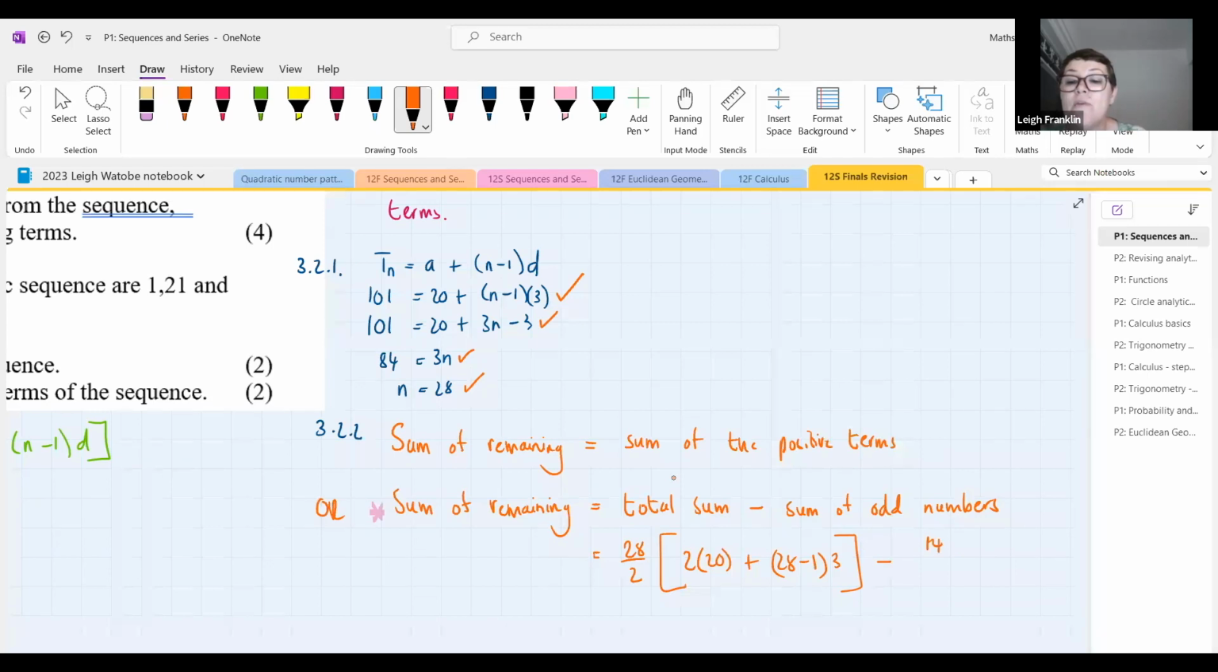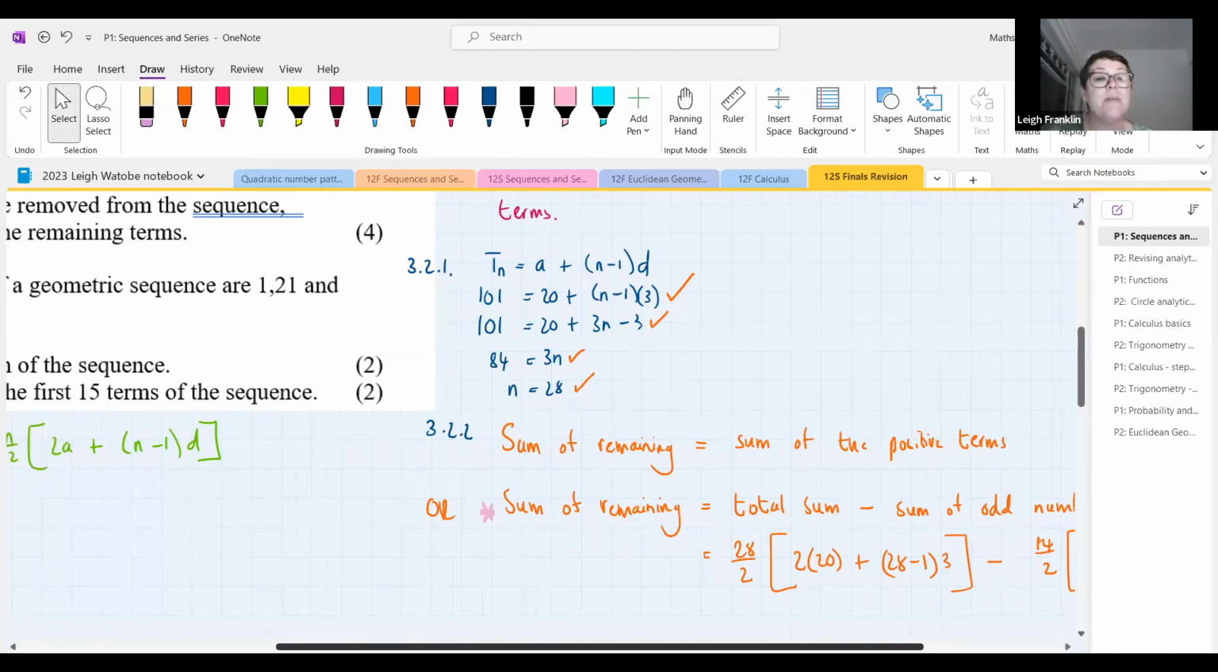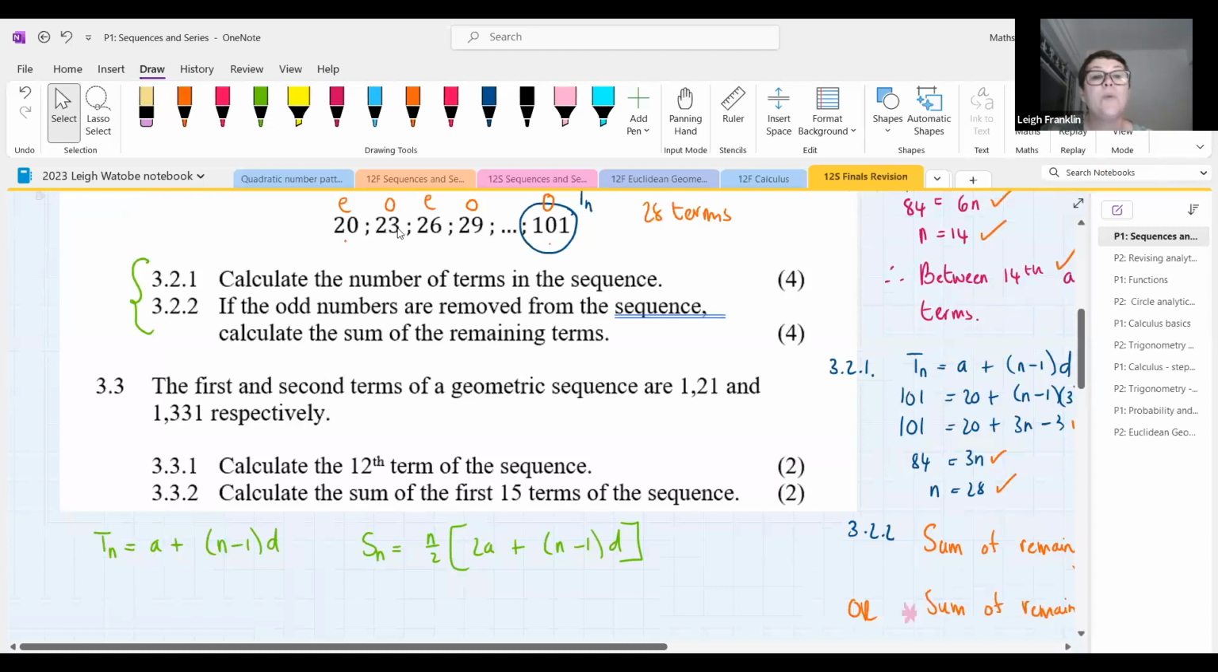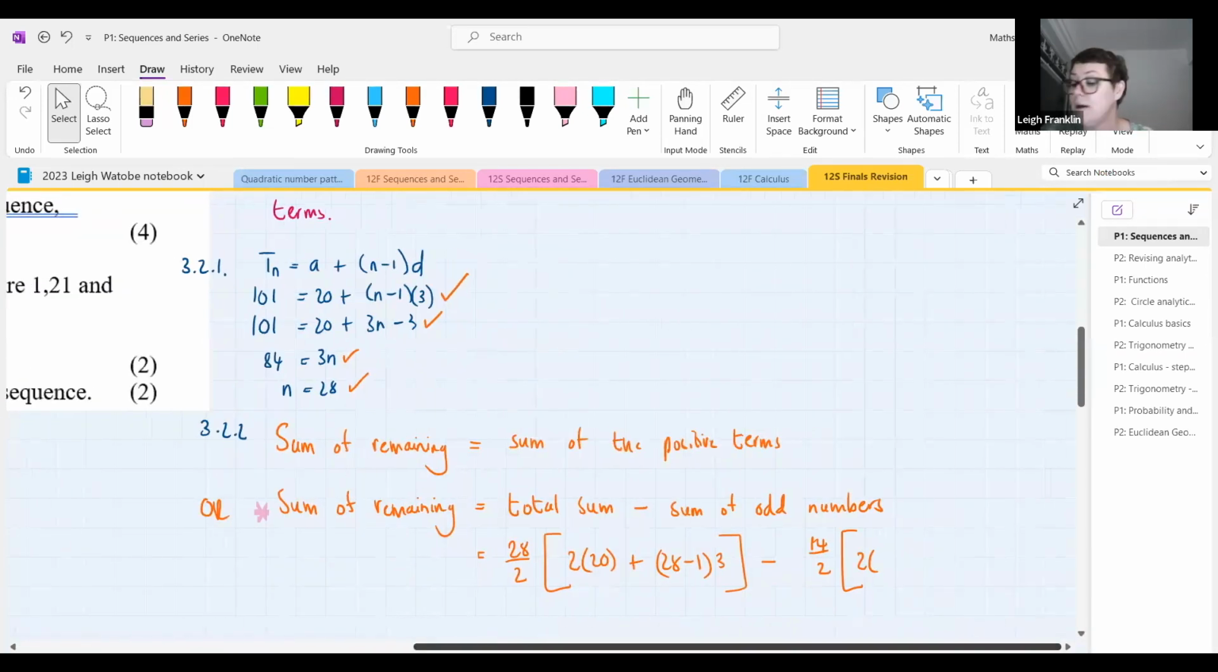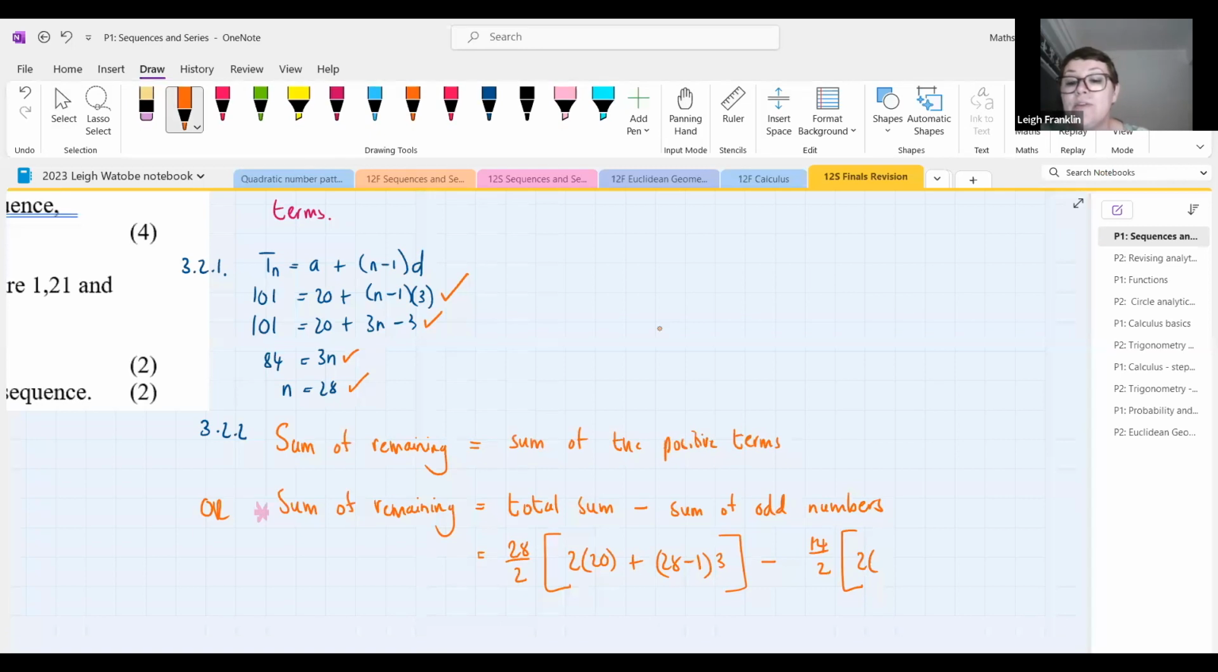Now remember we said that there are 14 numbers that are odd. What is the first odd number in this particular pattern? It is the number 23. The next odd number is 29. So the difference between the odd numbers is 6. That's why over here, a is going to be 23, plus 14 minus 1, and your difference would be 6. Does that make sense?